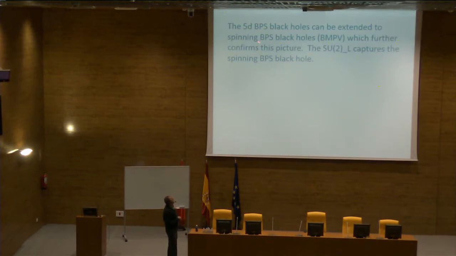So, the 5D BPS black holes can be extended to the spinning ones if you take into account the further SU(2) left. In other words, in addition to the momentum, if you take into account the spin on the SU(2) left, this spin gets related to the SU(2) left supersymmetric spinning 5D black hole, and you can actually enumerate not just the charged black hole, but also the spinning and charged black hole.